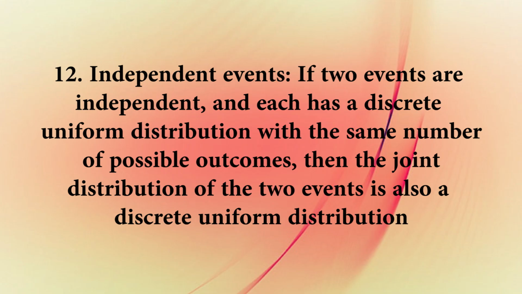Independent events. If two events are independent and each has a discrete uniform distribution with the same number of possible outcomes, then the joint distribution of the two events is also a discrete uniform distribution. This property is useful in many applications such as probability theory and statistical analysis.